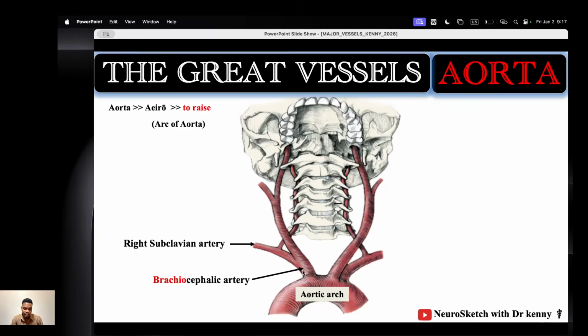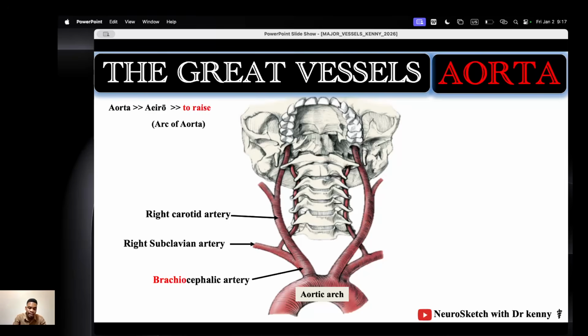The other branch of the brachiocephalic trunk will be called the right carotid artery. The right carotid artery is actually going to supply the structures of the head and neck. In summary, we have the aortic arch. The aortic arch has 3 main branches. The very first branch is called the brachiocephalic trunk, or the brachiocephalic artery, and the brachiocephalic trunk or artery is going to supply the structures of the head and neck and the upper limb.